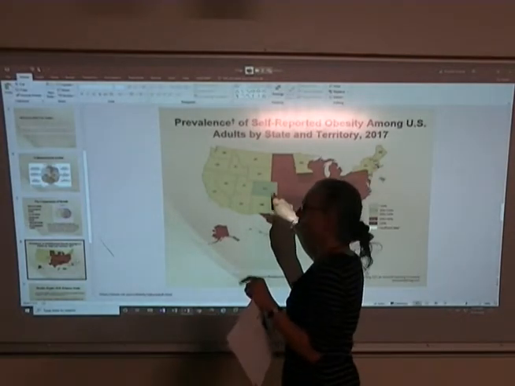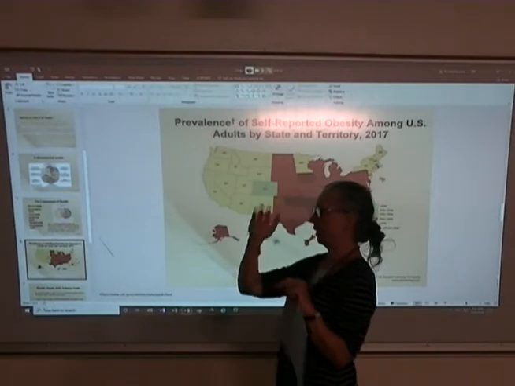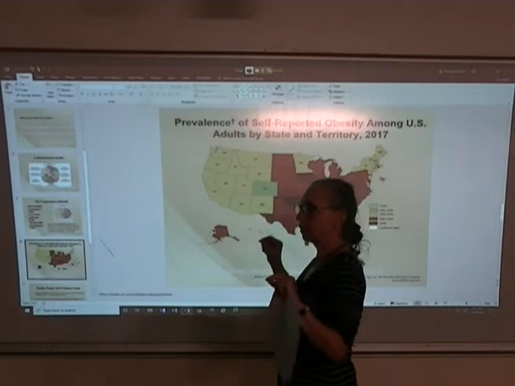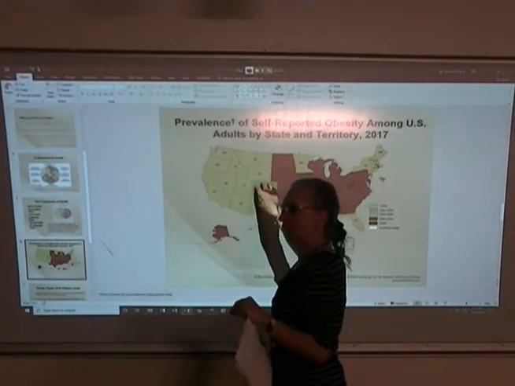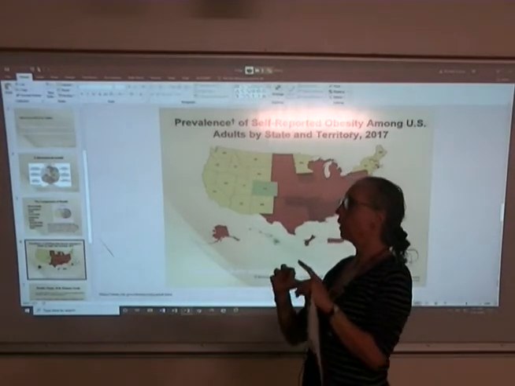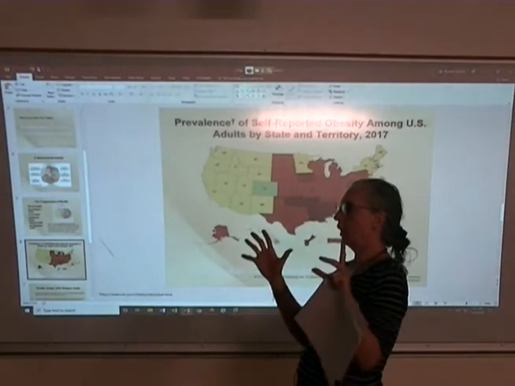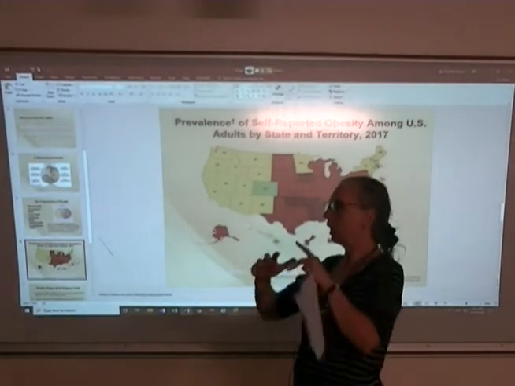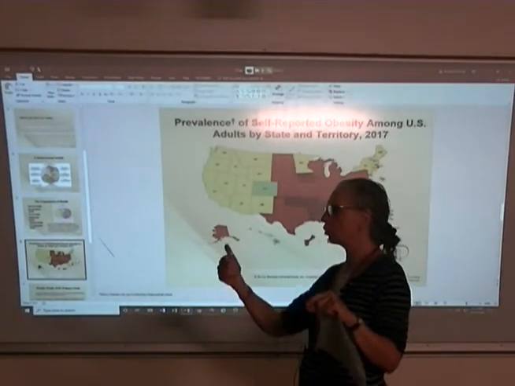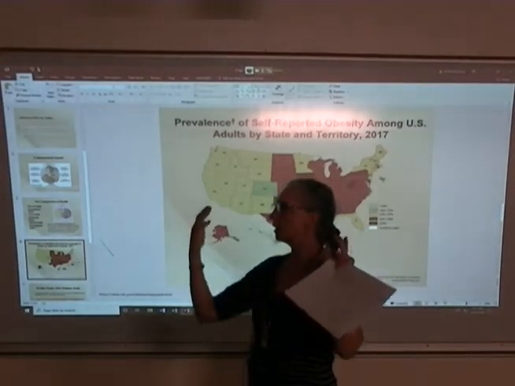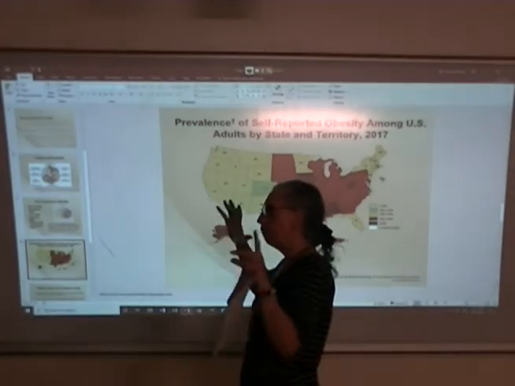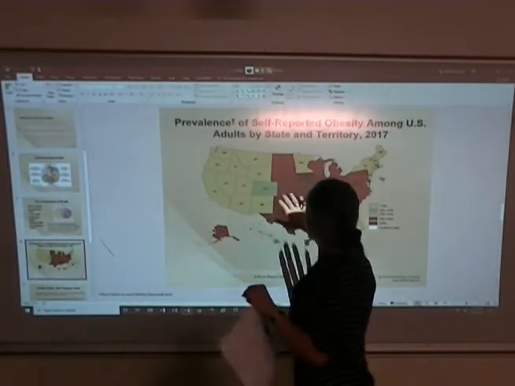Colorado has, in all the maps I've seen back to 1995, always been the least obese state. So think about that when we also think about environment. One of the great things about Colorado is I can be outside and be active all year. In the summer, there's hiking, there are bike trails. In the winter, there's skiing, snowboarding, cross-country skiing. There's always something to do there.